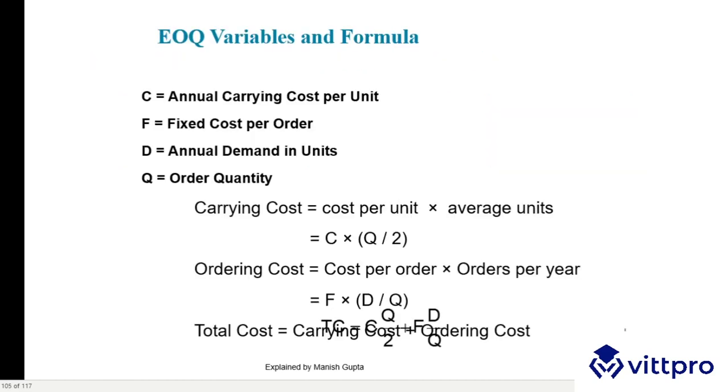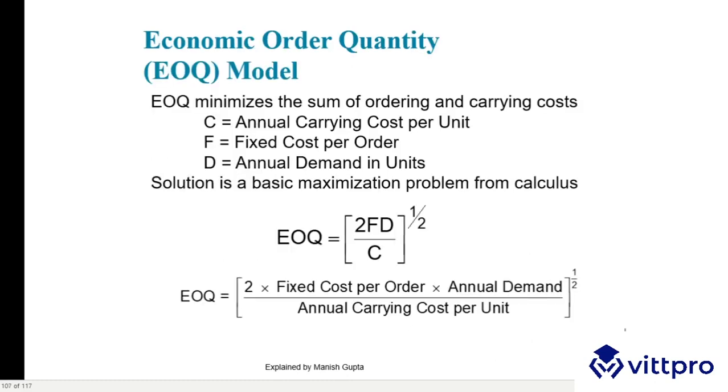Yeah, this is the economic order quantity formula. How we calculate this is the formula. So the economic order quantity is the square root of 2 into fixed cost per order, if there is any fixed cost, multiplied by the annual demand, divided by the average carrying cost per unit. So this will help you to understand what is the economic order quantity for each item.